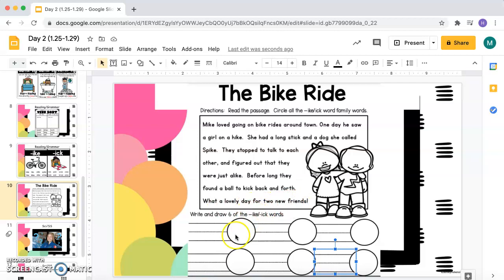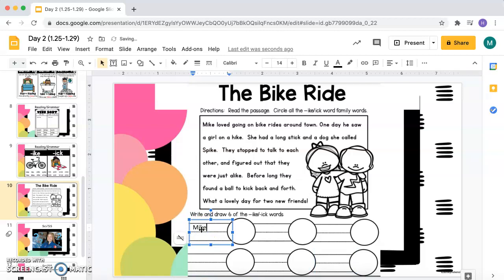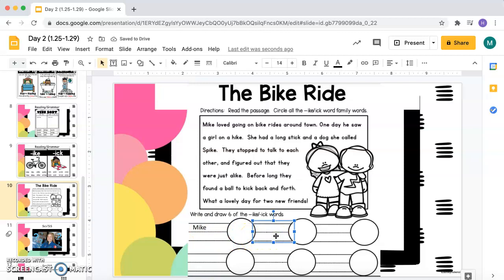So I saw a lot of I-K-E and I-C-K words. I'm going to type one of them in here for you, and the first one I saw was Mike. Okay, that's all you have to do. So you'd come over here and pick another word that you saw that had I-K-E or I-C-K in it. All of these boxes should be filled up with either I-K-E words or I-C-K words.